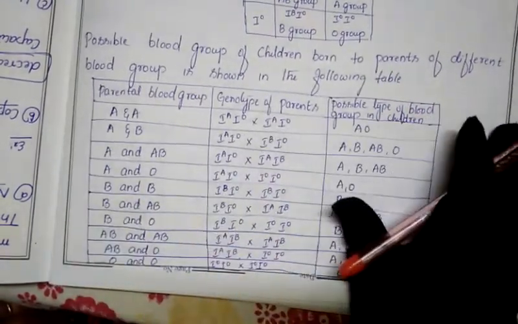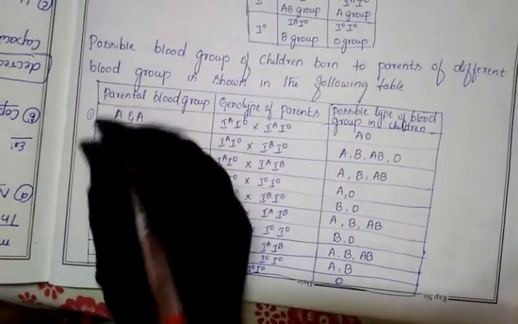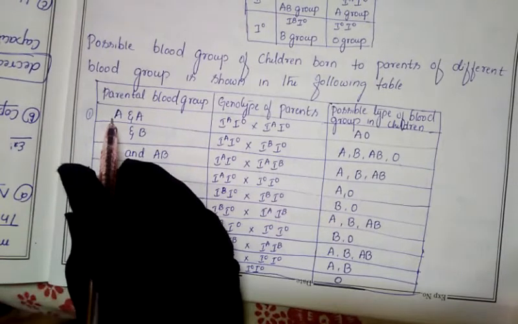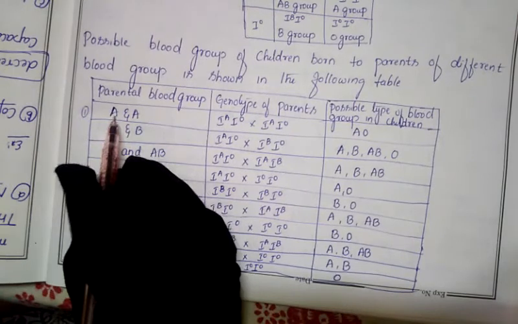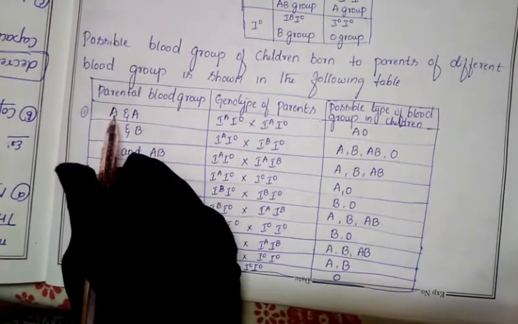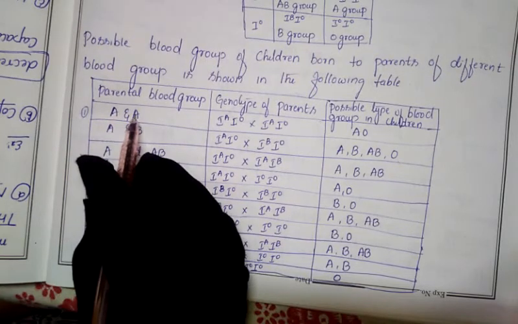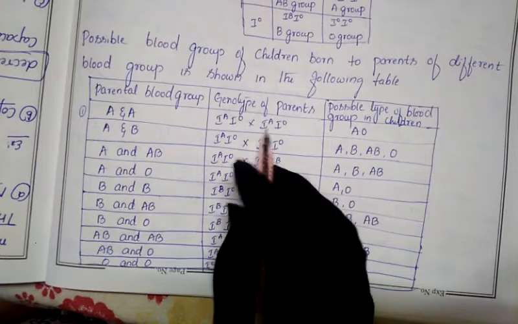So let us discuss this one here. The first case they have given: if the father has the A blood group and the mother also has the A blood group, both parents, then we will write the genotype for this one.